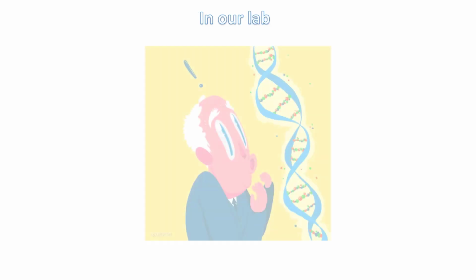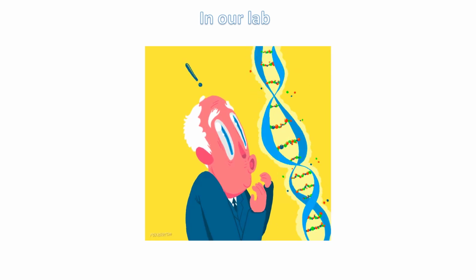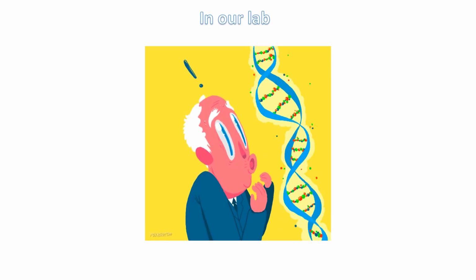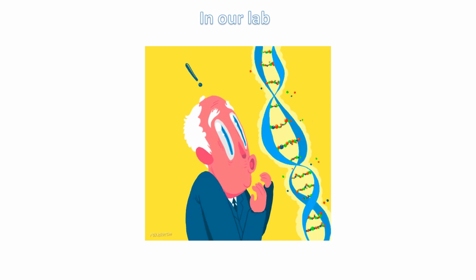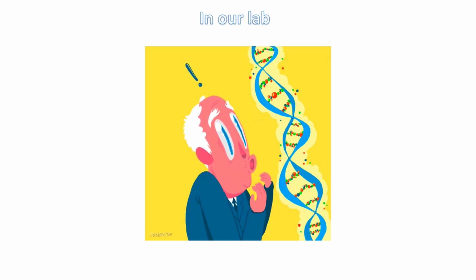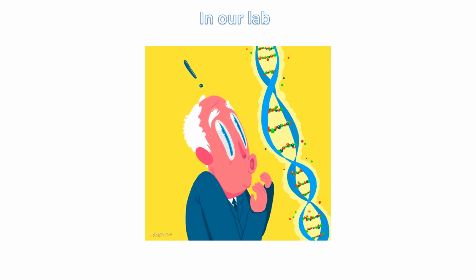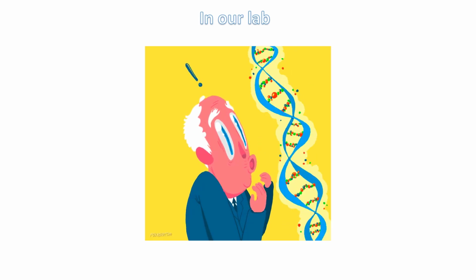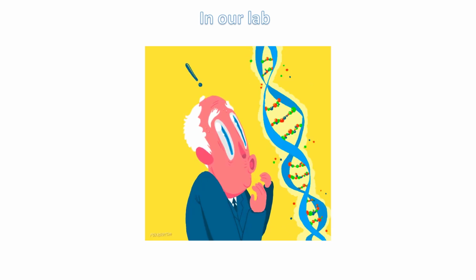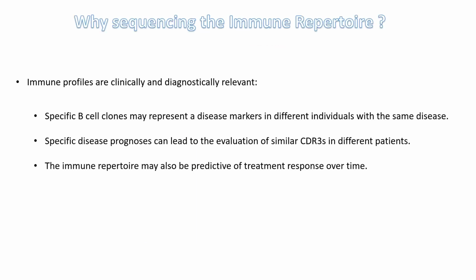The CDR3 sequence can be considered as a B-cell clone fingerprint and it can be quantitatively measured, giving an idea of the expansion magnitude of a given clonotype. In our lab, we use high-throughput sequencing technology to study the immune repertoires in autoimmune diseases. Sequencing the immune profile is clinically and diagnostically relevant.